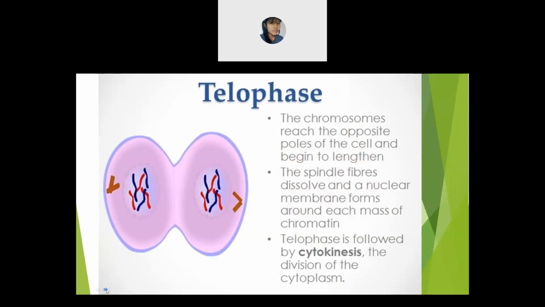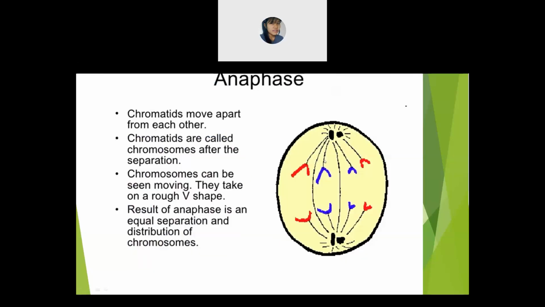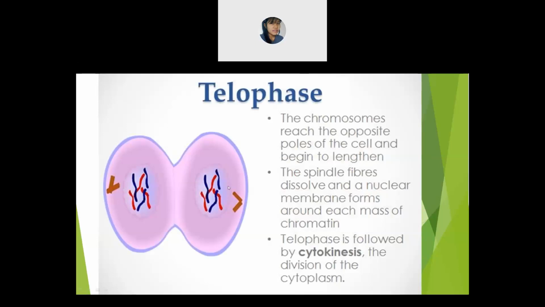Next is the telophase. In this telophase, the chromosomes reach the opposite poles of the cell and begin to lengthen. Means the chromosomes will now be attached to the opposite poles. Before it was a bit far away, isn't it? But now in the telophase, they are close to the poles. You see it? And they will begin to lengthen.